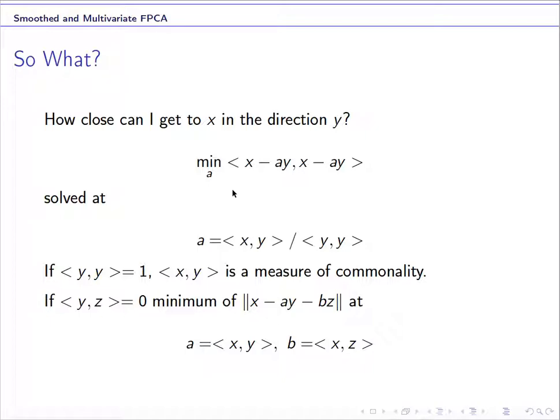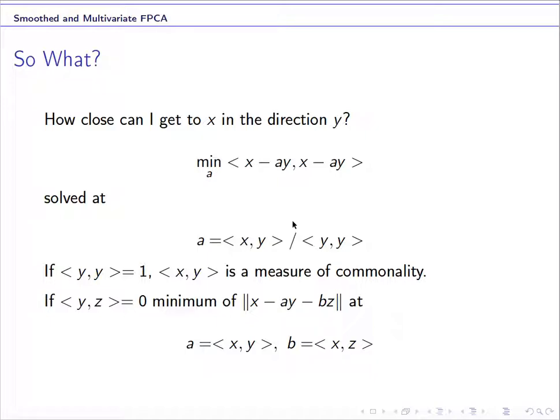So now we want to find a direction y, so that the projection of x onto y will have the minimum residual. Suppose the direction y will be the principal component that we are looking for. We try to minimize the distance from x to ay, where y will be the principal component and a will be the PC score. Solving this minimization problem, the PC score will be the inner product of x and y over the inner product of y and y.